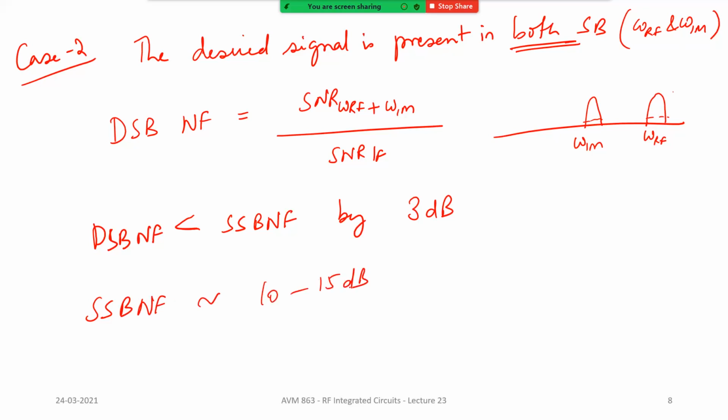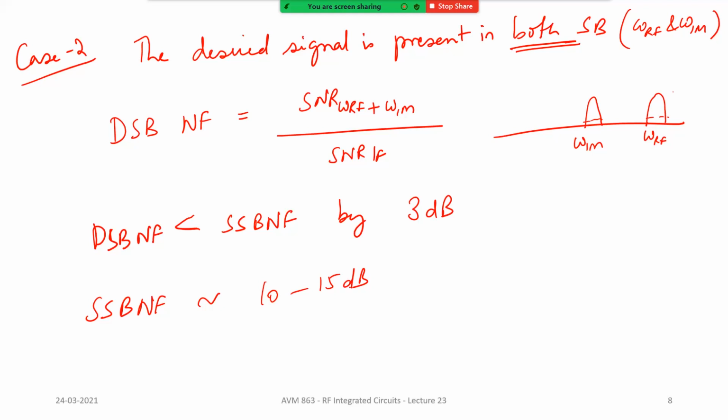So you have to be careful, especially when you look at reported noise figures of mixers. You have to know which noise figure is reported. Is it the DSB noise figure, or is it the SSB noise figure?